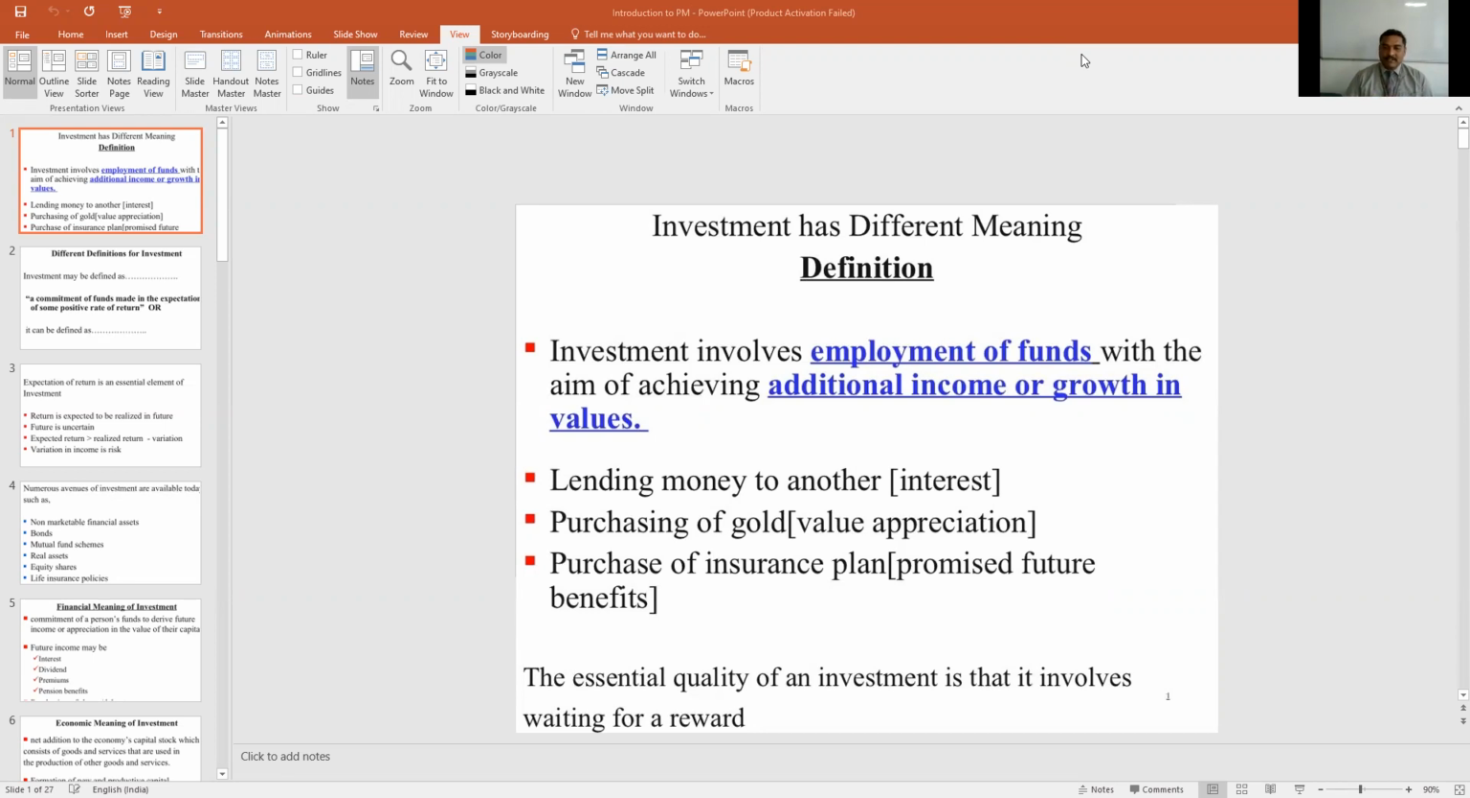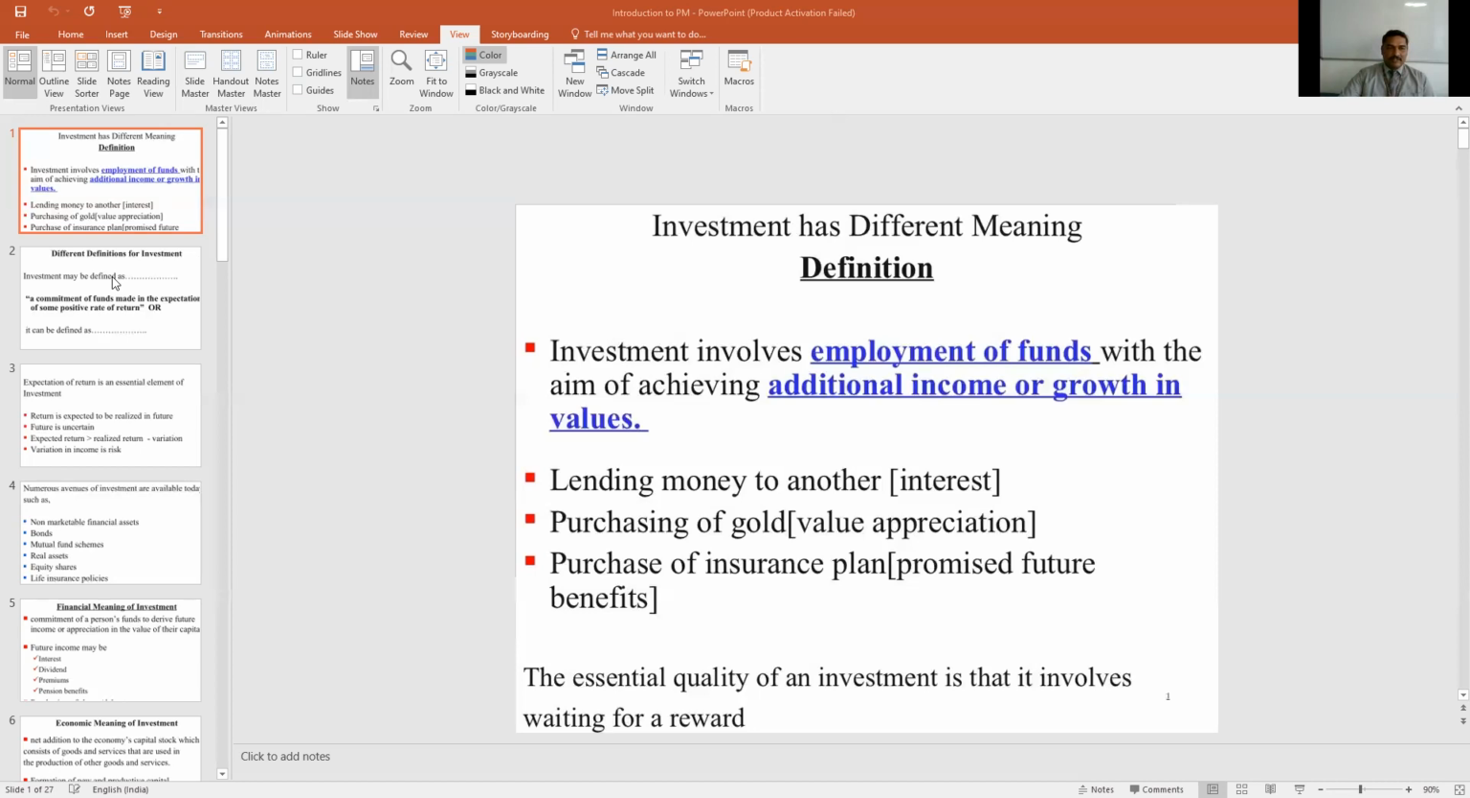Or we can say purchase of an insurance plan. Different insurance plans are there. If we are purchasing that, that is also a kind of investment where we get promised future benefits. Here we may not get a return, but if we face any risk in the future, we are able to get a future benefit out of the investment which we are making in insurance. So these are the different meanings for the investments which we are making.